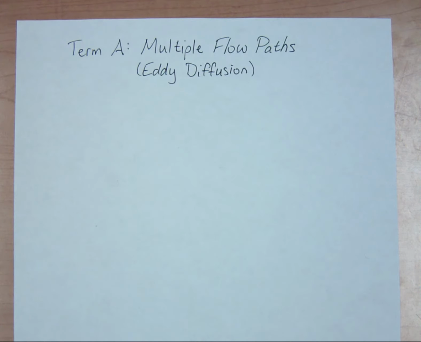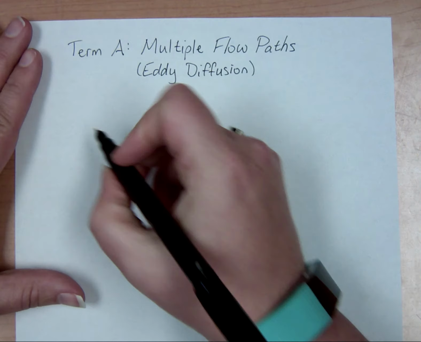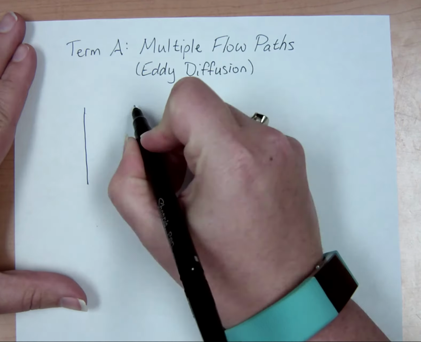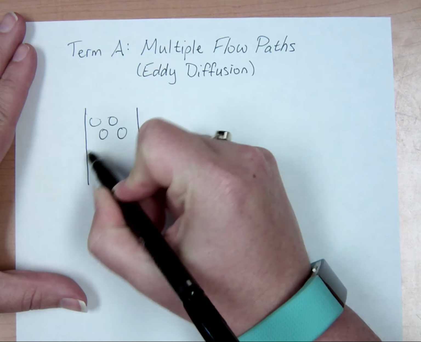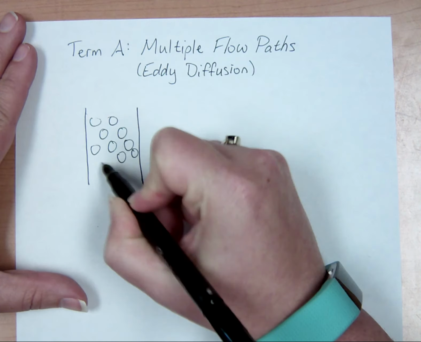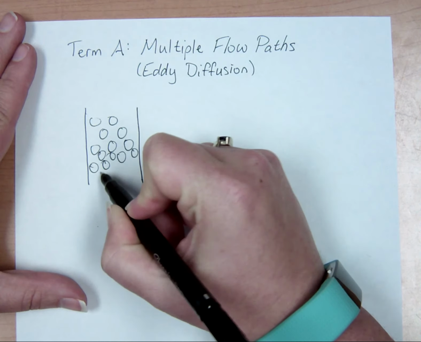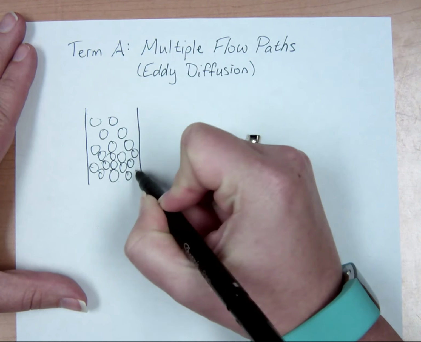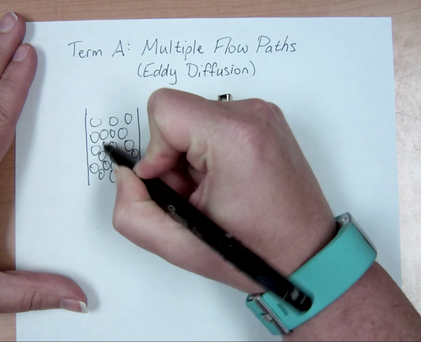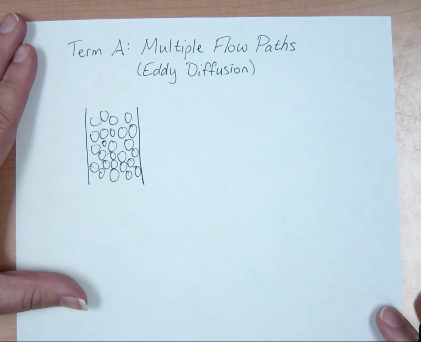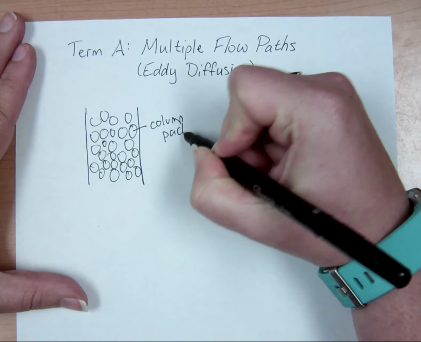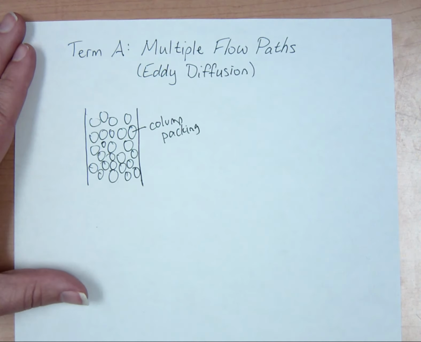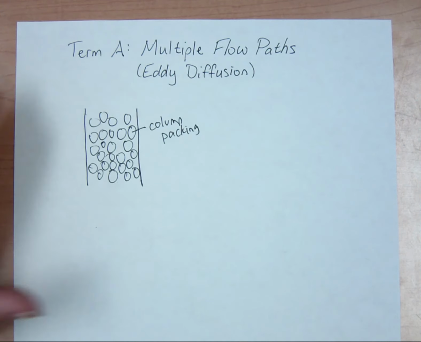So where does this particular term come from? Let's consider first a packed column. Remember that a packed column, here's my column here, contains a bunch of particles, and these particles are not going to move during the time of separation, okay? But these particles are all coated in the stationary phase. So I've got a whole bunch of particles here. This is my column packing, and all of those particles are, again, covered with the stationary phase.